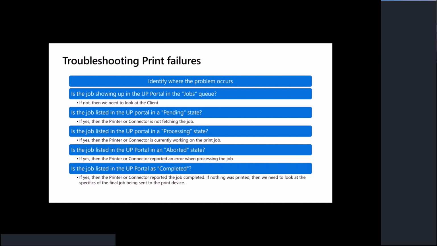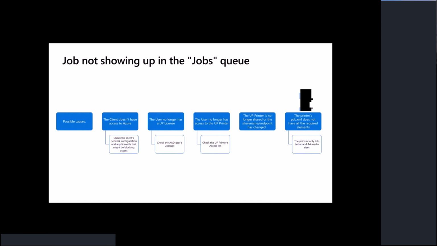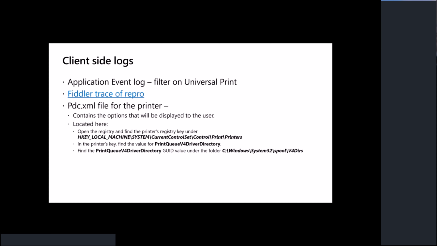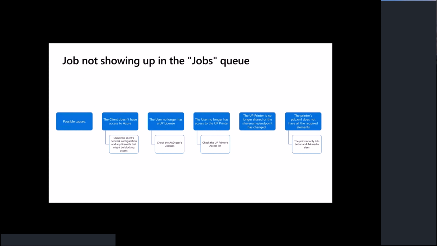So anyway, we have some tools and some tips on that. We have a page on the site about troubleshooting Universal Print where we have some basic steps to go through. Oh yeah, okay, so here we are. I didn't realize I had different slides here. We broke it up so that in case customers wanted to break it down based on the specific pieces. So if you back up a slide. So, possible causes: client doesn't have access to Azure, user no longer has a license, or the user no longer has access to the UP printer, or the UP printer is not shared anymore.